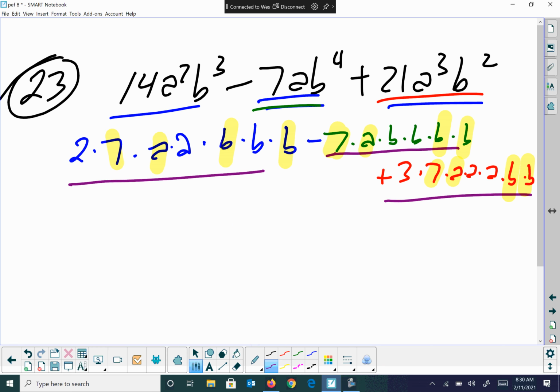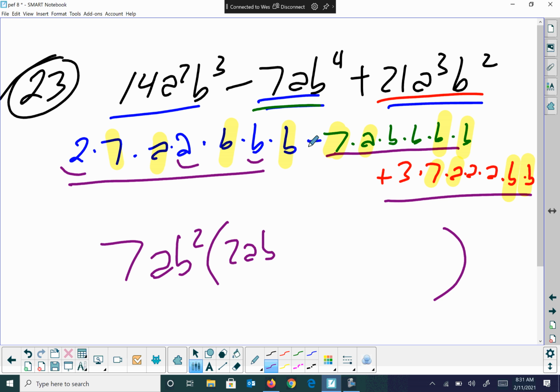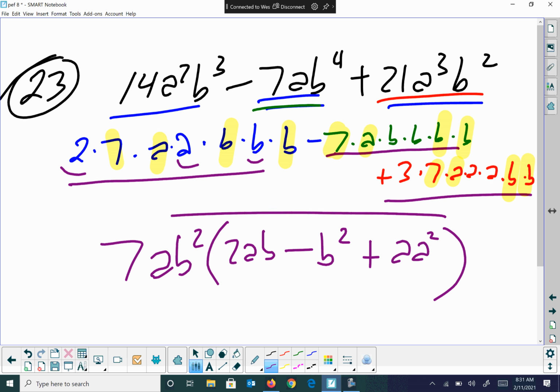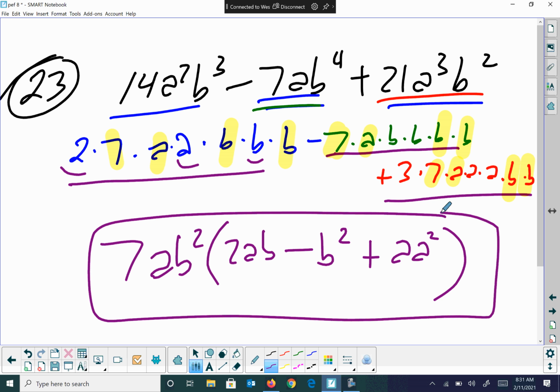So I have 7 that's going to be out front. I have a single A. I have a B and a B. So that's B squared. So what do I have left here? I have a 2, an A, and a B. Okay, so I have 2AB minus, I have BB, which is B squared. And then plus, because that plus sign, 3AA, or 3A squared. That's exactly how we do that problem. Just break it completely down.